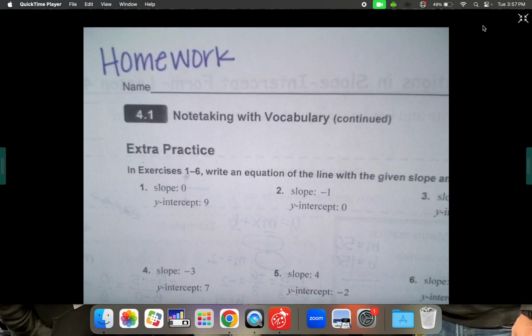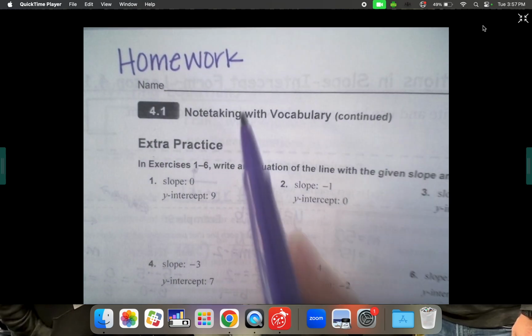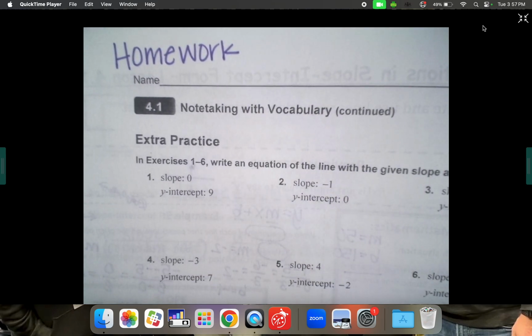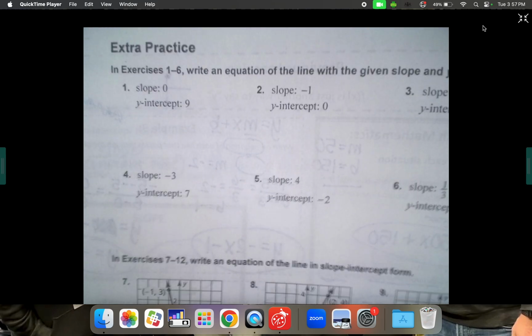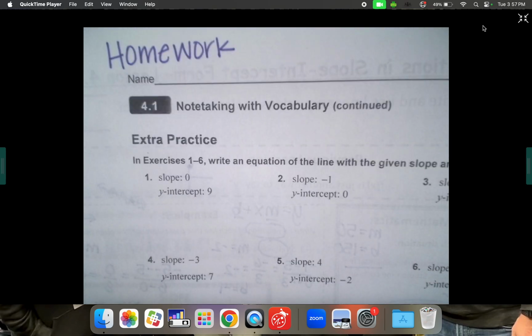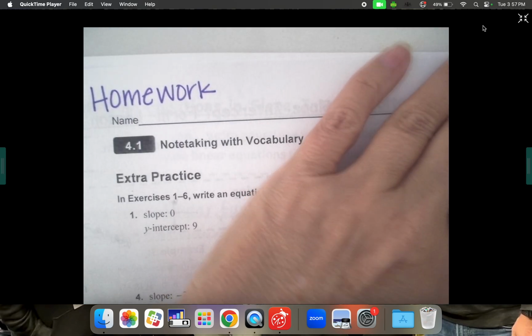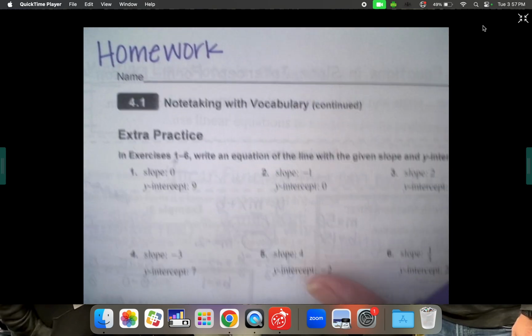Okay, if you need just a little bit of help getting started on your homework, there's a lot of different sections, so I'm going to go through and do maybe one or two from each section with you just to get you started, or just so you can check and make sure that you're on a roll doing it correctly.